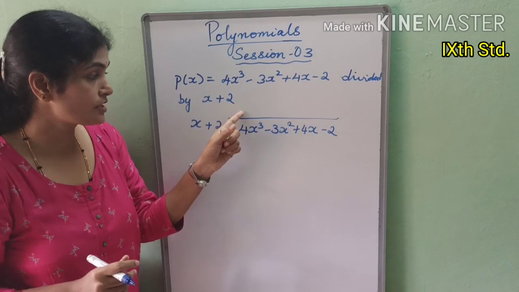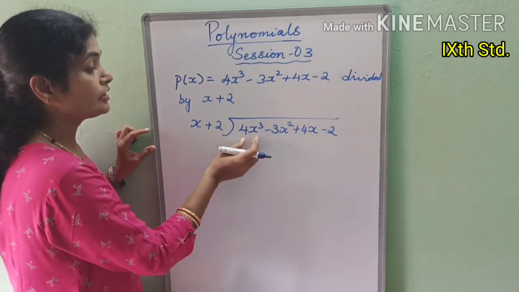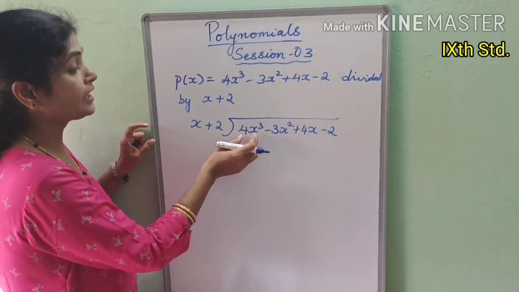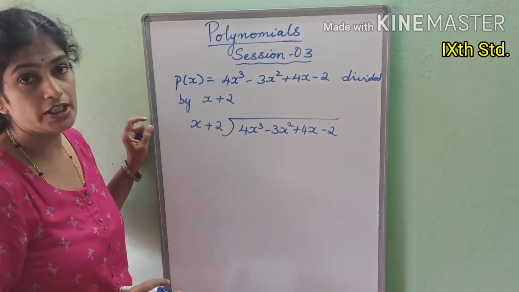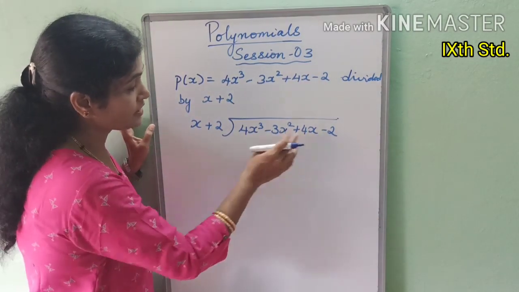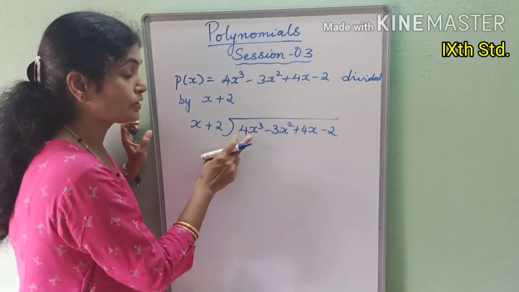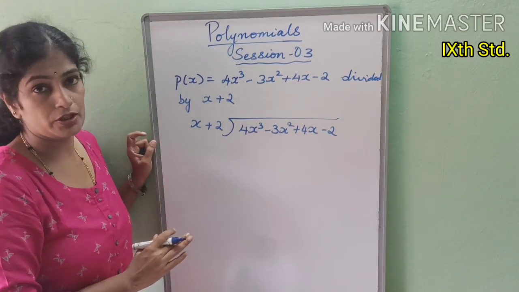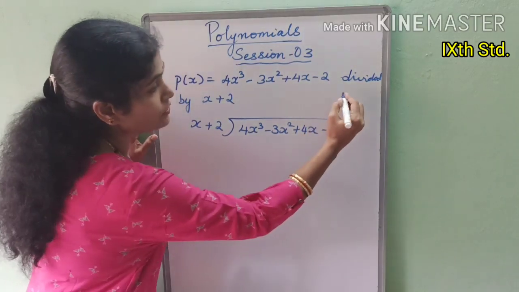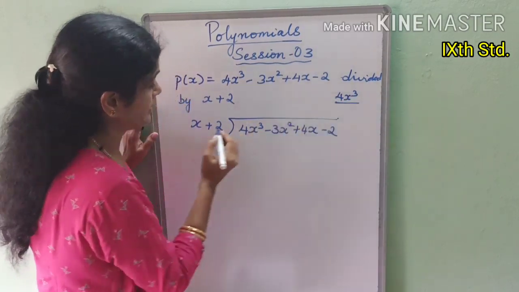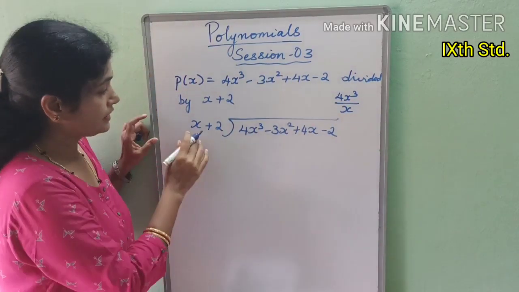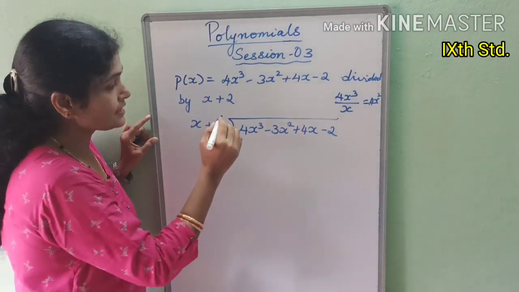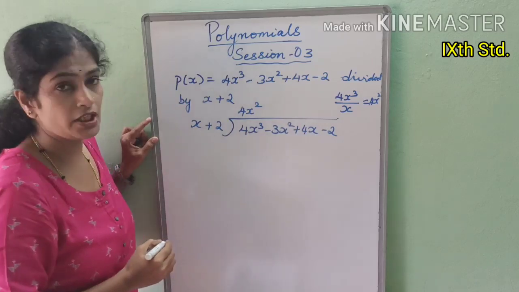Now to get the first term of the quotient, we will take the highest power, the first term of this polynomial p of x, and divide it by the first term of the divisor. The first term of this dividend is 4x cube, the highest power term of the given polynomial. So 4x cube divided by the first term of the divisor, x, gives 4x square. So this 4x square is the first term of the quotient.